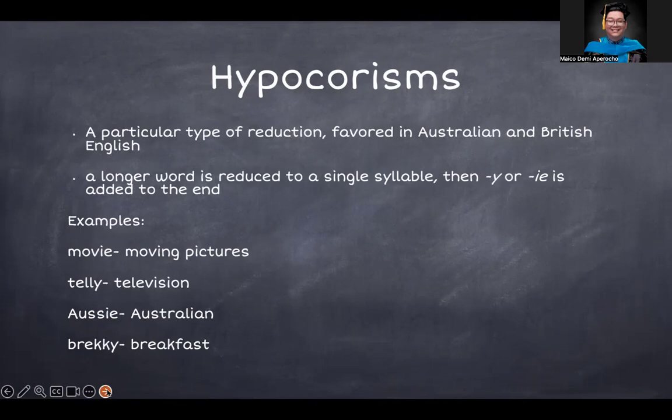So if there's no affixation of either Y or IE at the end, it's only clipping, because we take off certain syllables of the word and then we use the clipped version. However, if there is clipping and then you attach Y or IE at the end, or you affix it with these morphemes, it's no longer considered a process of clipping, but of hypocorism.